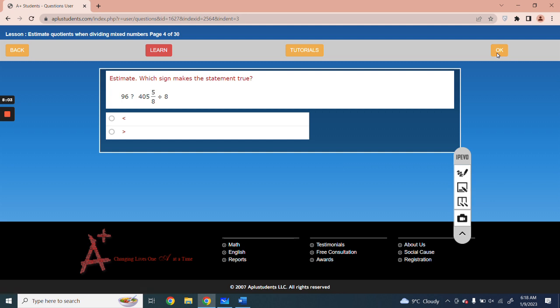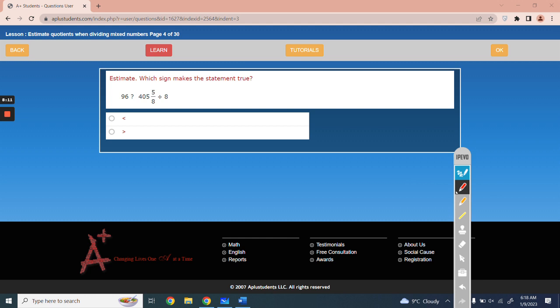Okay, the next one is estimate which sign makes the statement true. So just look at the divisor and the dividend. The divisor is 8 and the dividend is 405. You have to look for the nearest number that can be easily divisible by 8. So we can divide 400 by 8. 400 divided by 8 is 50.